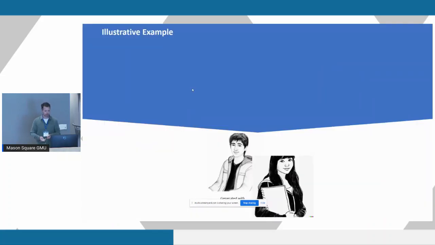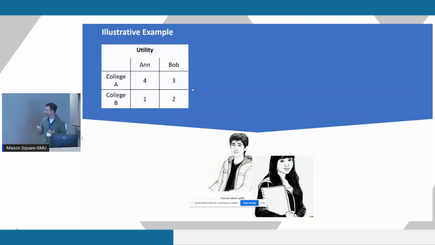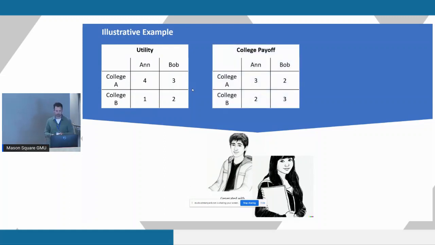All right, these are two characters drawn from OpenAI's software. A drawing of a male and female college applicant. Let's call them Anne and Bob. My example is a college admission system where Anne and Bob are competing for colleges A and B, and both prefer college A, and especially Anne, who very much likes college A. If we look at it from the college perspective, college A would prefer to have Anne admitted, but college B would prefer to have Bob admitted. So it's very stylized.